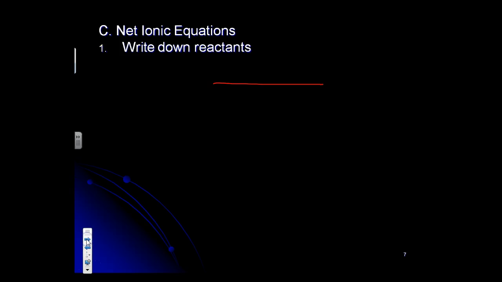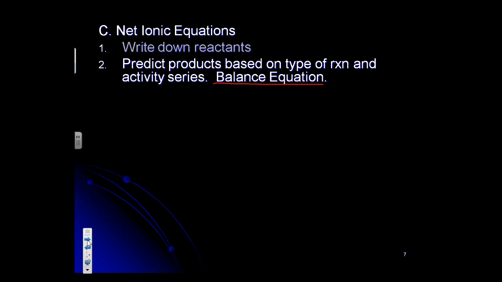So, step one is to write down the reactants. You need to write those down with the correct formulas. Use your charges and crisscross. Then, predict the products based on the type of reaction. Most of the ones we're going to look at in this section will be double replacement reactions, and we have a strategy for how to predict those products. If it were a single replacement reaction, we want to consult the activity series to make sure that reaction actually happens. And then, of course, because it is your obsession, you must balance that equation.